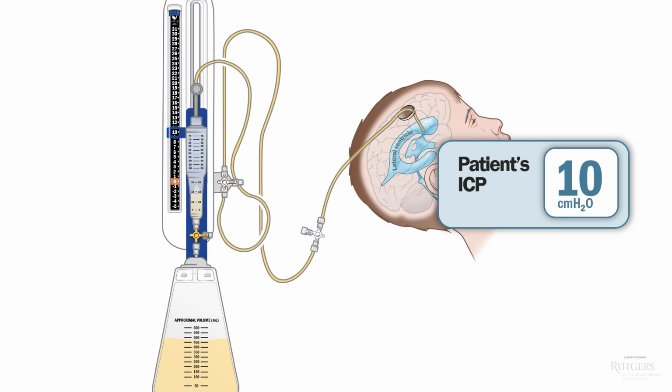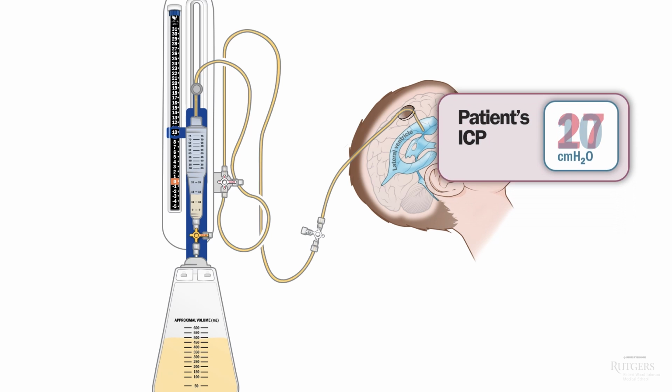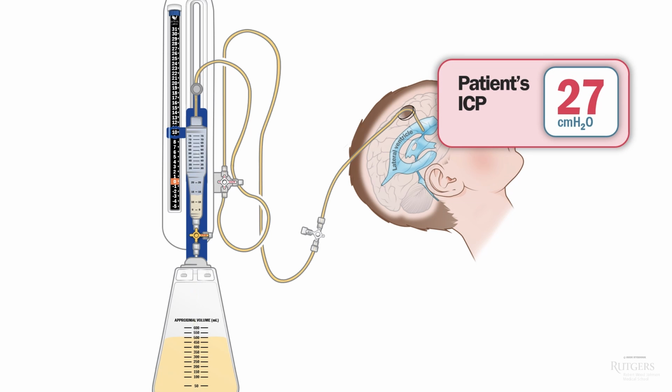Now, let's say a person's intracranial pressure rises. No problem. The patient's ICP of 27 centimeters of water is higher than the EVD setting of 10. This difference in pressures will encourage drainage, and the EVD will act like a pressure relief valve.